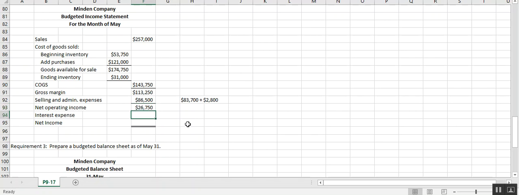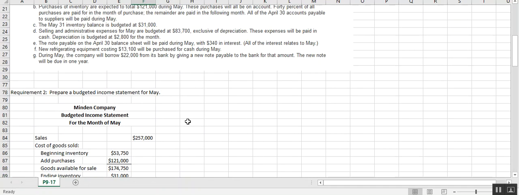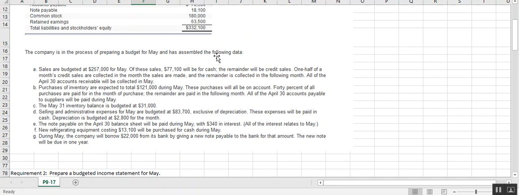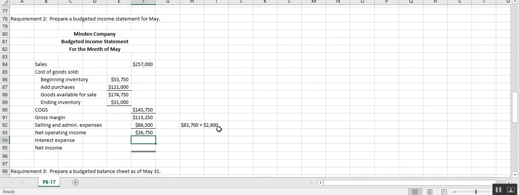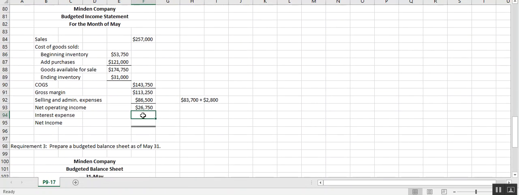And then our interest expense, of course you'd have to find it in a set of instructions, but I remember what it was. It was for that note. So that's that $340 in interest we paid on the note payable, so it goes down at the bottom. And then of course we're going to subtract that out of our net operating income to get our net income. And net income is $26,410.